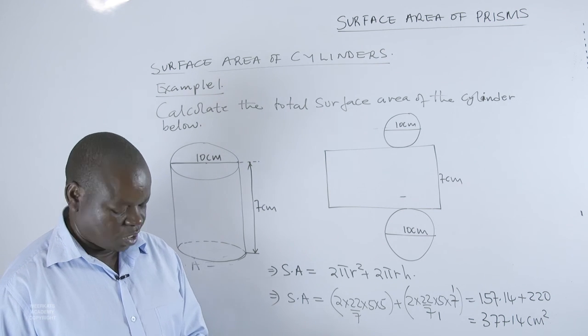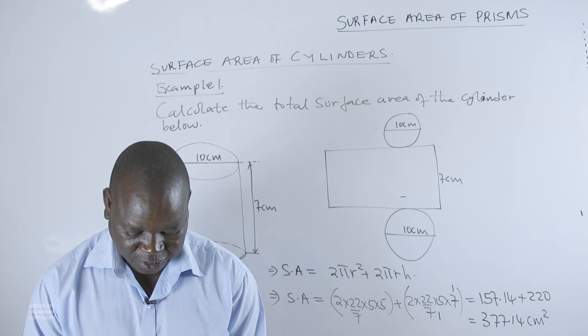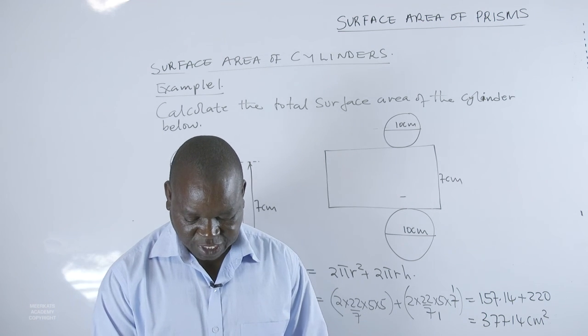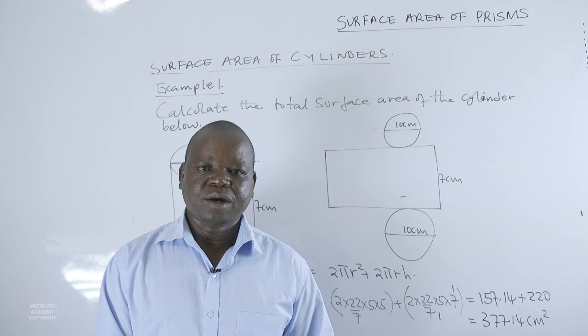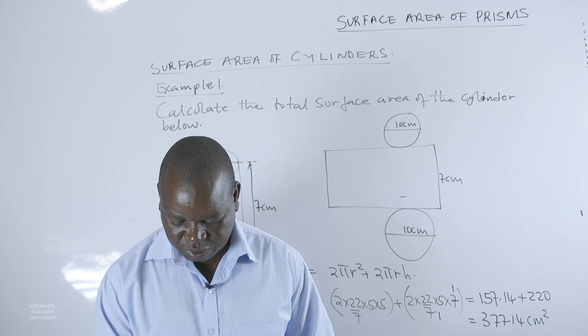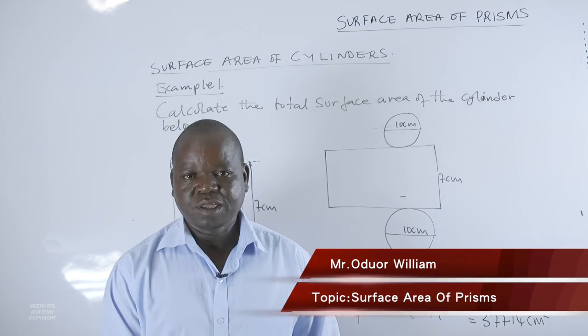377.14 centimeters square. So with that, class, it marks the end of our lesson today. When we meet next time, we look at surface area of other objects and prisms, which we call composite figures. Thank you so much.